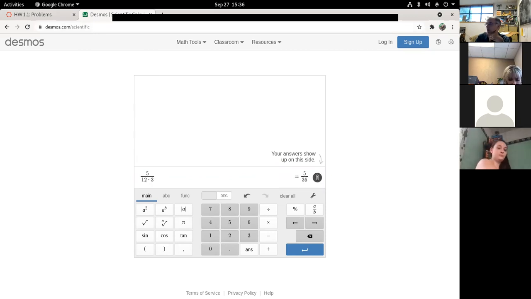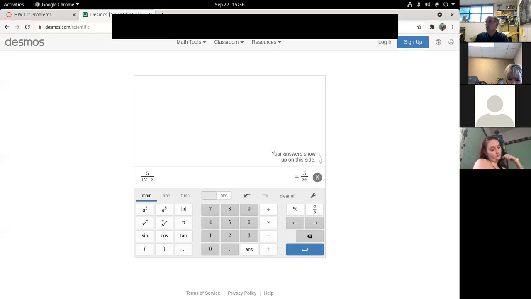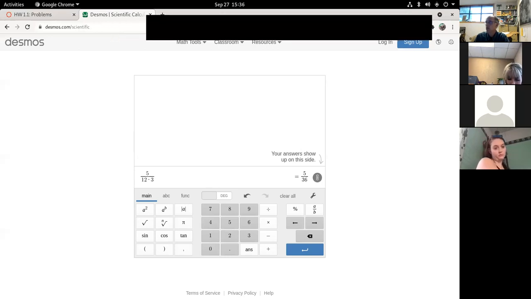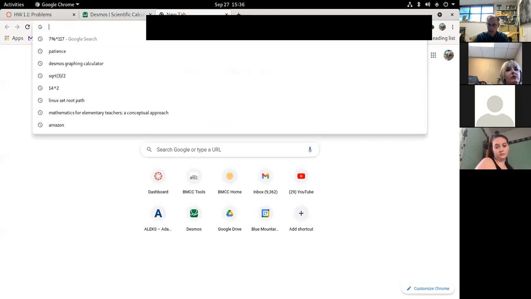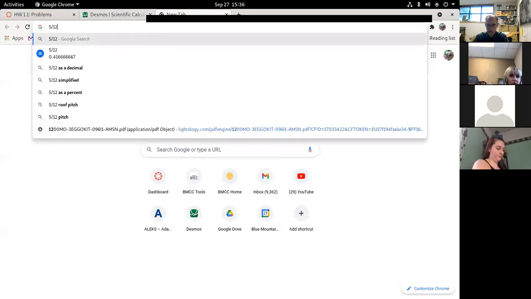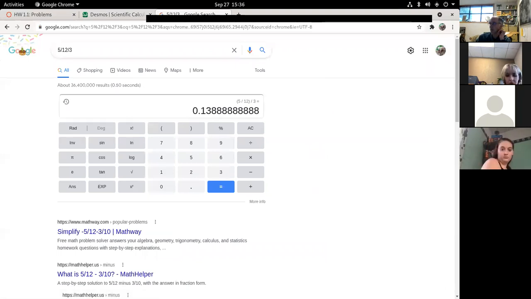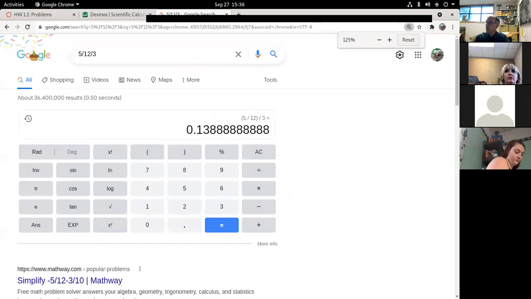Desmos is kind of cool because it's got a fraction button. So it'll put it in fraction form for me, which I like. And again, we all need to be masters of our own calculator. If I were to whip out my phone calculator, it looks more like this. If I typed 5 divided by 12 divided by 3, I'm still going to get that same answer, but the way I type it, my phone calculator looks a lot different. That's what it looks like on my phone. But notice I got the same answer when I wrote it this way or the other way.